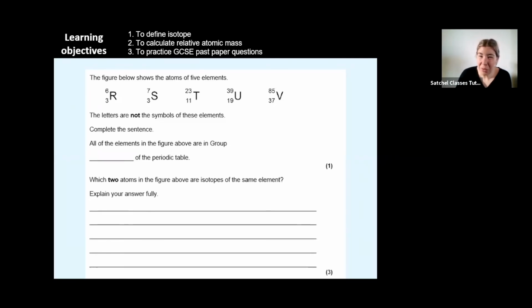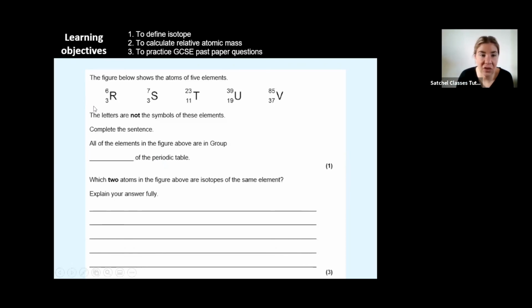Okay. So this probably took you a little bit longer, especially this question, because it's saying that they're using random symbols. These are not necessarily symbols from the periodic table. It says complete the sentence. All of the elements in the figure are in group. You should have said 1. So well done if you had to work that out.